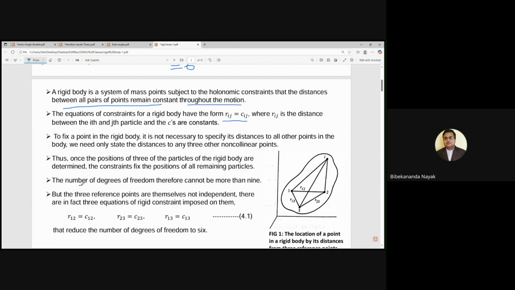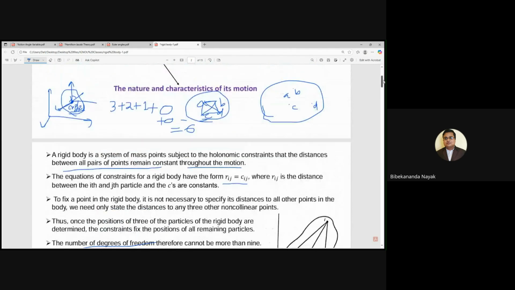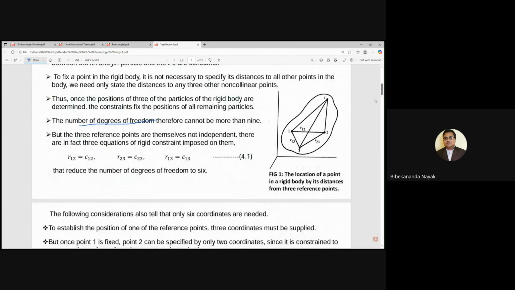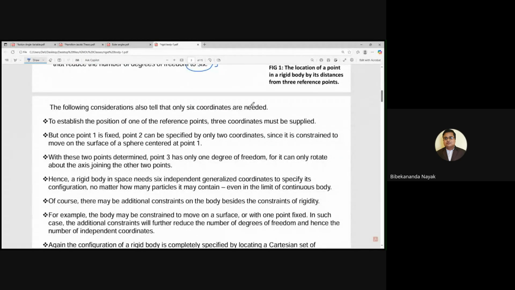The number of degrees of freedom can't be more than 9 by definition. Maximum 3 for A, 3 for B, plus 3. But there are three constraints or conditions, so we reduce it to 6. Because there are three equations, we reduce the degrees of freedom to 6. The following consideration also tells that only 6 coordinates are needed. What I told, if you take the first point 3, then 2, then 1, so 6 coordinates are needed.